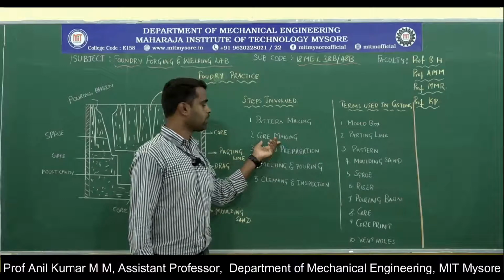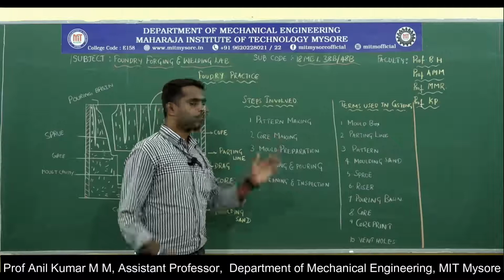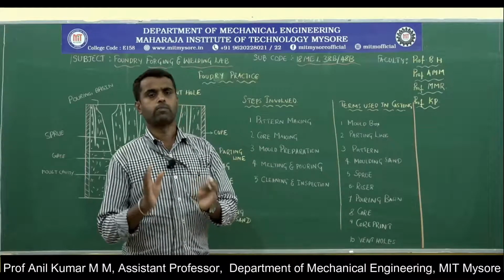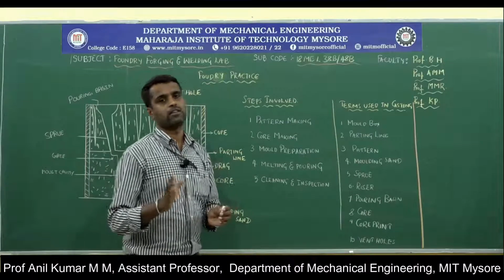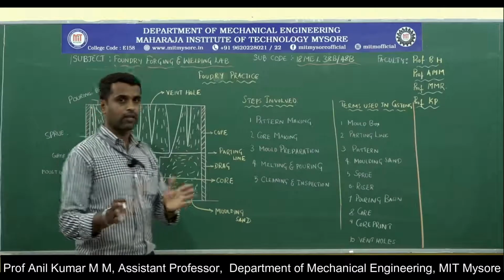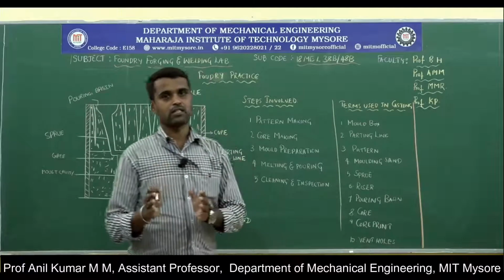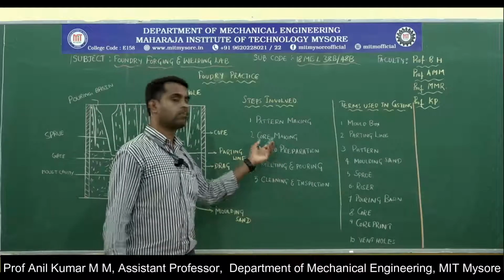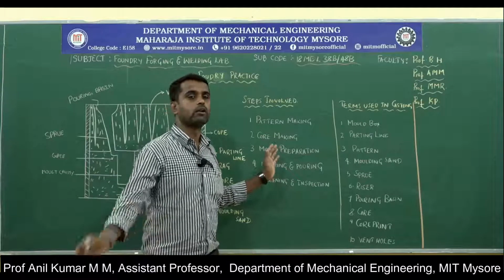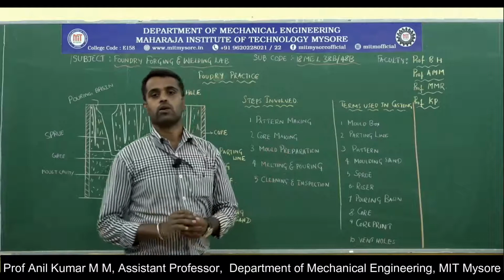Next, coming to core making. Core is nothing but a preformed sand mass that is used for producing the hollow cavities in the casting. If you require any hollow cavities in the casting, we can place the core. The cores are prepared with the help of core boxes using core sand.